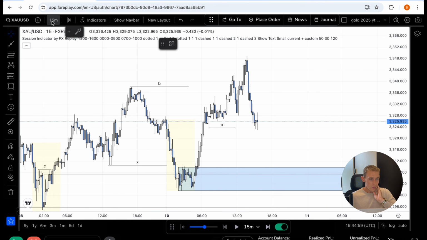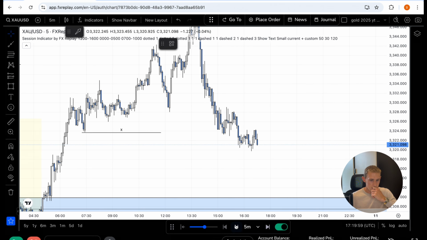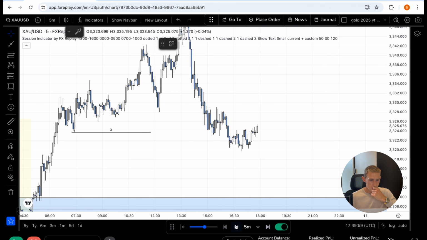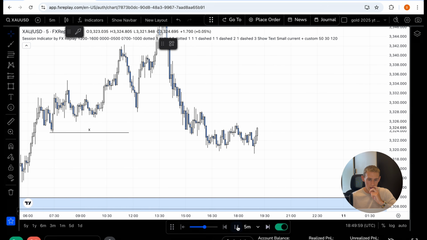So, right, price has swept this low. Let's see how it develops from here. Obviously, still waiting for that entry model. Right, we have had a change of character here, but there's no imbalanced demand, so this is not quite valid for myself.